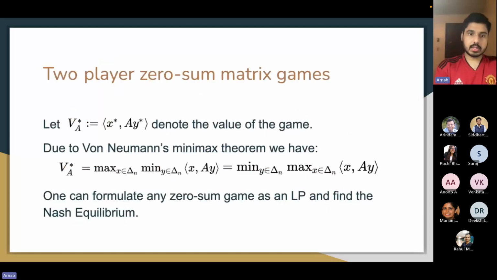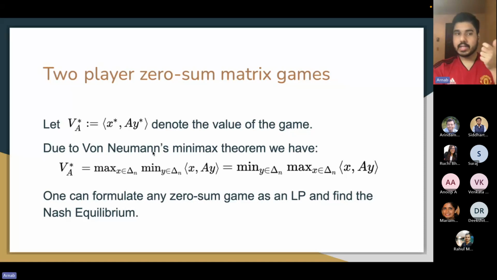Okay. So we have been focusing on this value, which is X star A Y star, which is the reward that the row player, or the X player, gets. This value is generally known as the value of the game. Typically, when we are studying zero-sum games, the row player is trying to maximize its reward and the column player is trying to minimize its loss. So both have opposing aims.